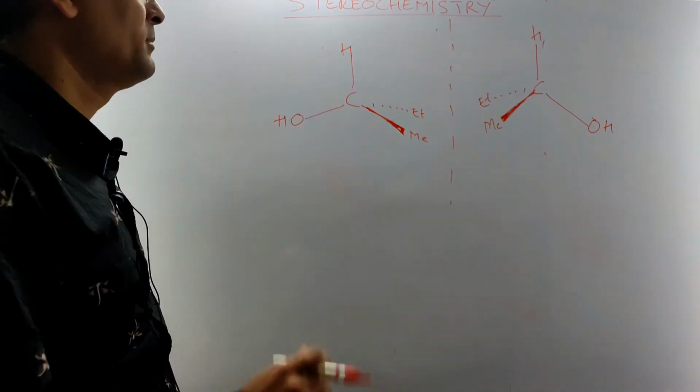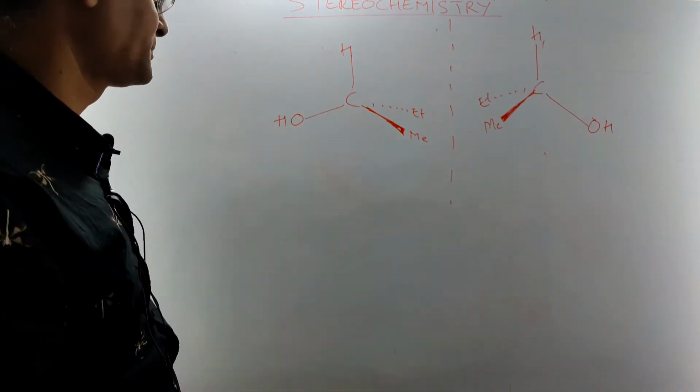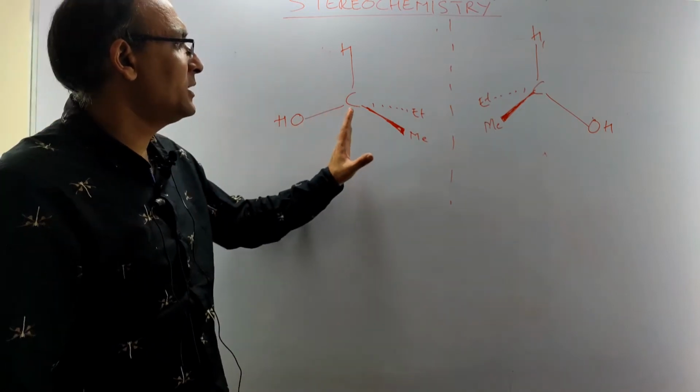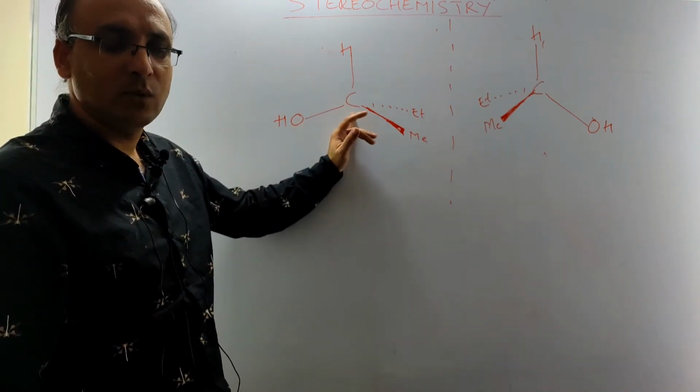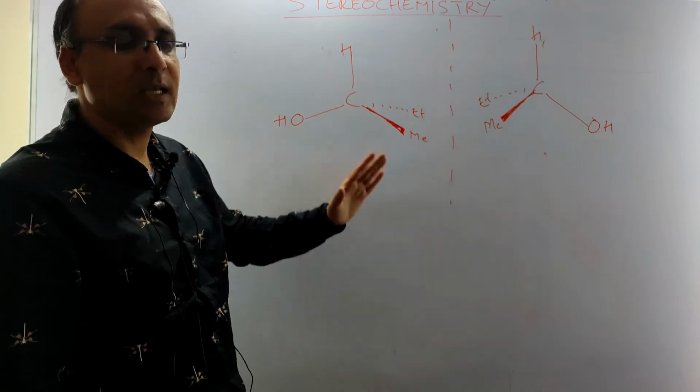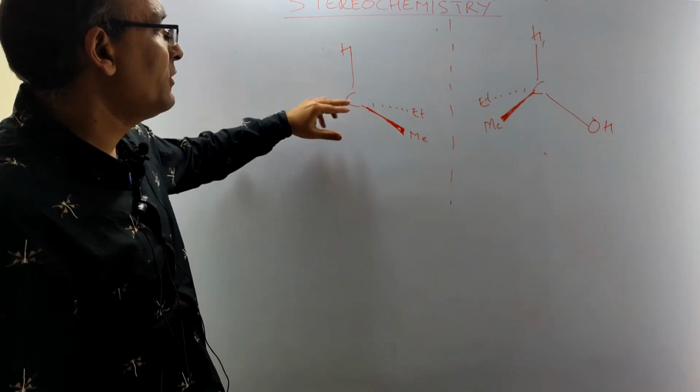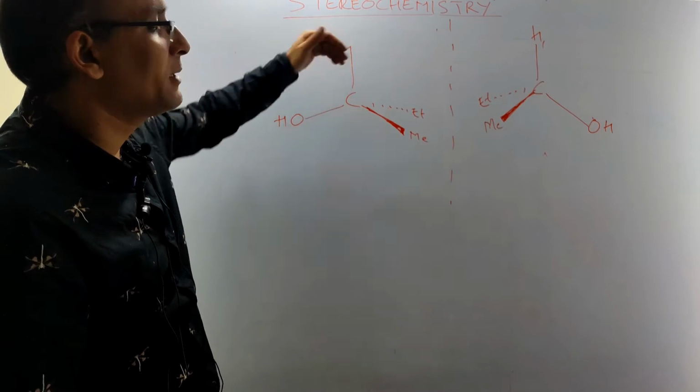I'll come to it, but before that, let me say a few things. So what I'm saying is this molecule has chirality. What is its enantiomer is basically, if imagine this bond, one of them has broken.